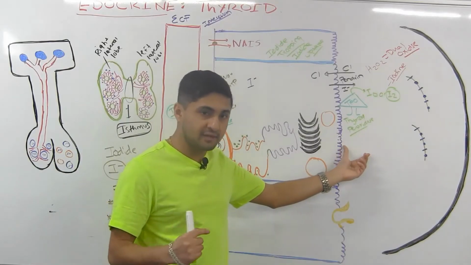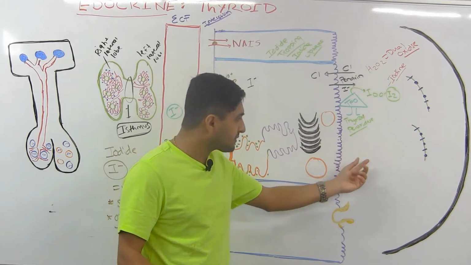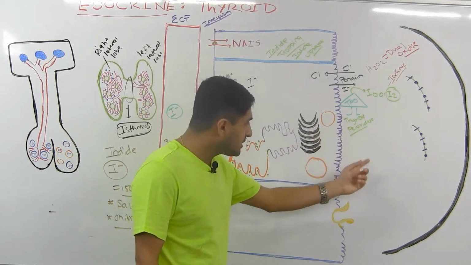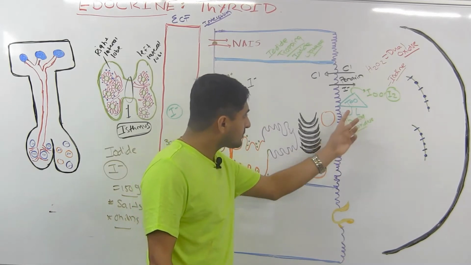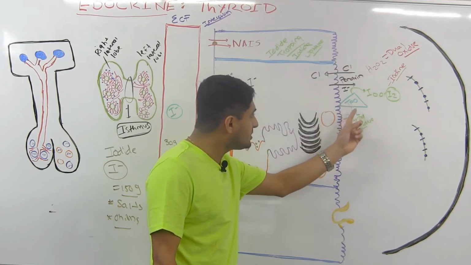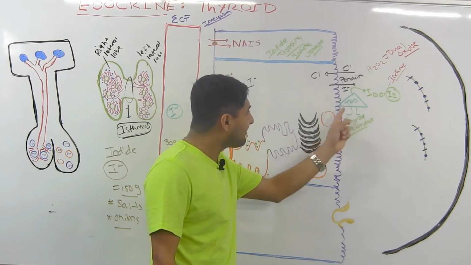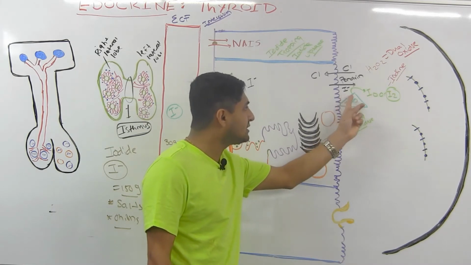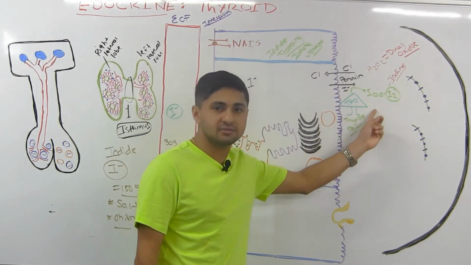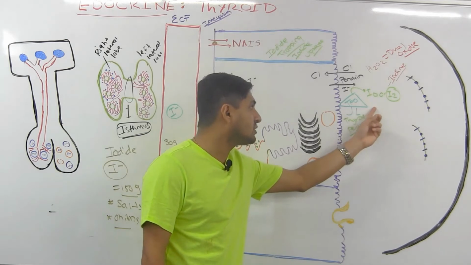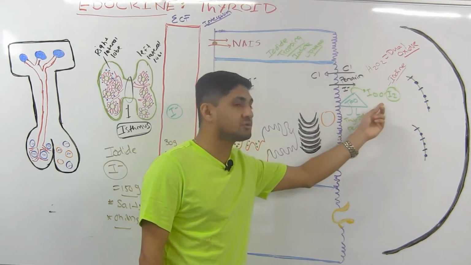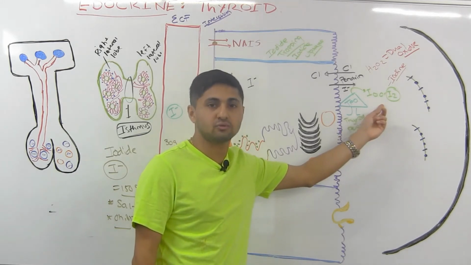All right, guys. So again, I'm going to repeat one more time here. The process in which you're using this enzyme TPO to oxidize this iodide is one of the roles that TPO does, which is converting it into iodine. There is one other role of TPO.